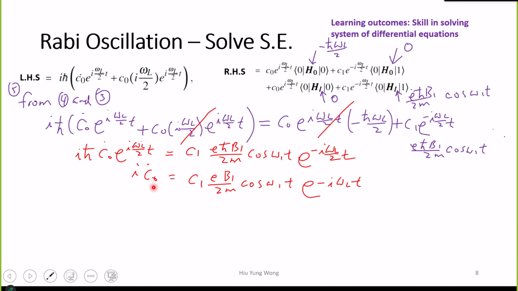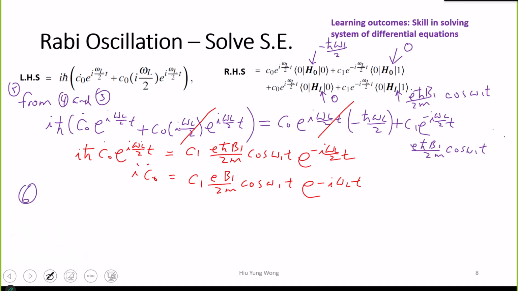Because this is dC0 dt. So you can say if I have lots of C1, then I start increasing C0. But their magnitudes need to add to be 1, right? The square of their magnitudes. Then it means that I am just transferring the component of 1 to 0, and then 0 to 1 back and forth. Right here, I need to show that from C1 to C0, right?